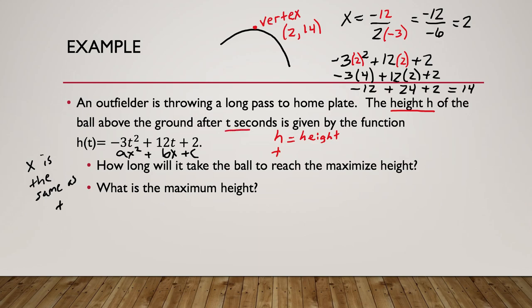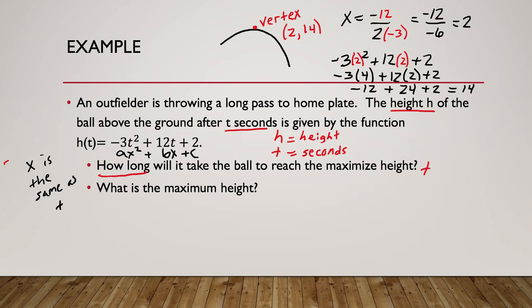And we're told in the problem that t is measured in seconds. So I know that that's a measure of time. The first question says, how long will it take the ball to reach the maximum height? If someone asks you how long something takes, your answer is going to be in terms of time. So this is going to be a t value, all right? So the t value is going to answer this question.